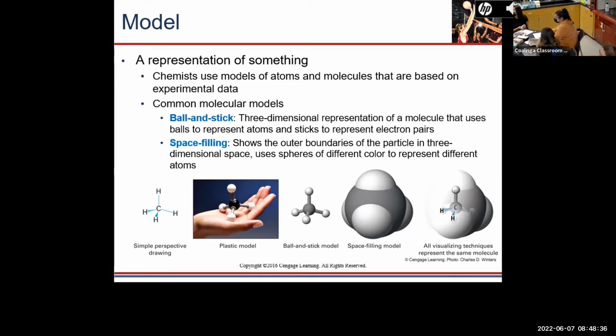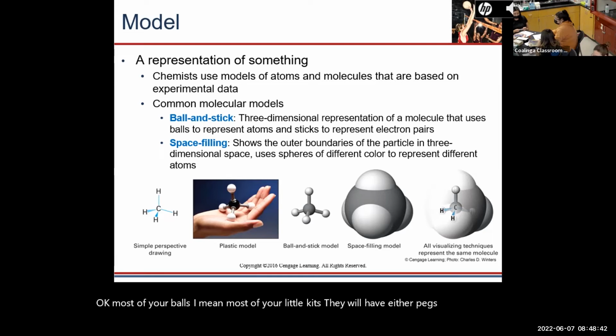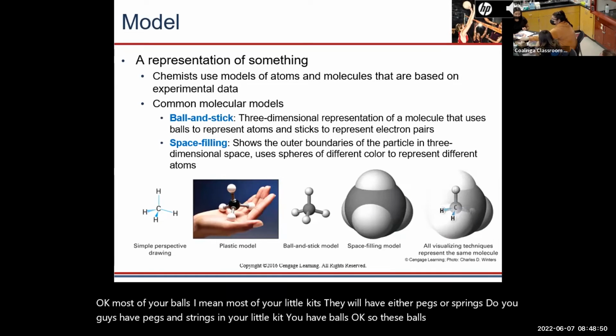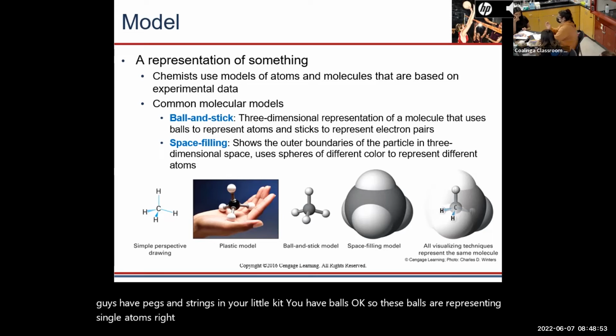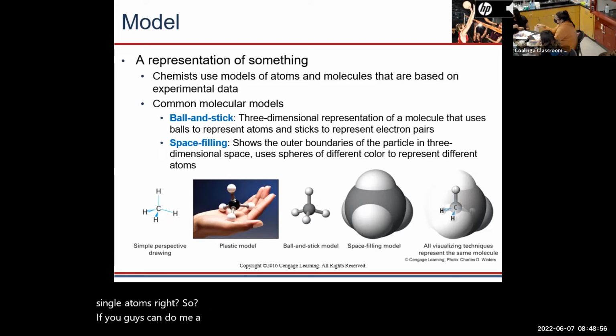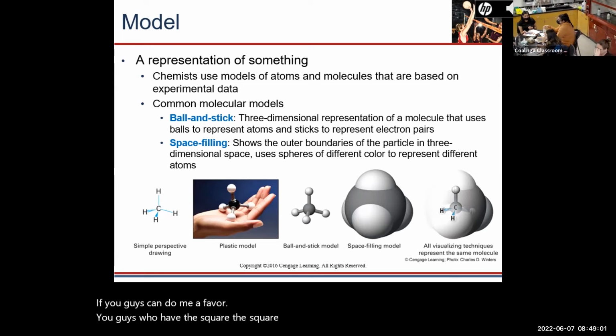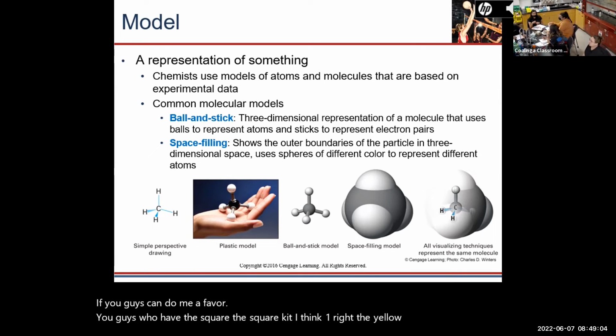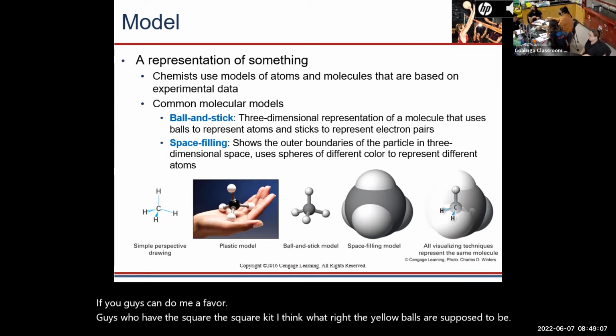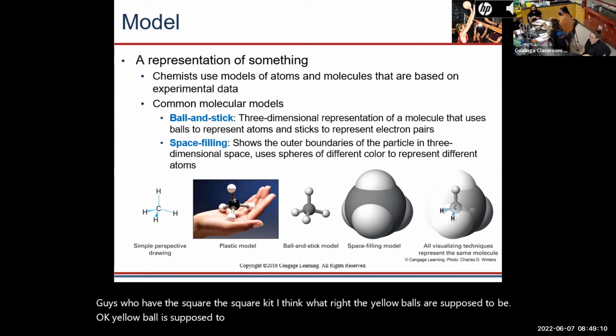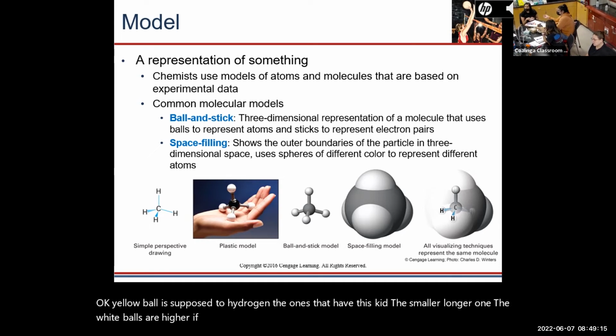Most of your little kits will have either pegs or springs. Do you guys have pegs and springs in your kit? You have balls, okay? These balls are representing single atoms, right? If you have the square kit, the big one, the yellow balls are supposed to be hydrogen. The ones that have the smaller, longer kit, the white balls are hydrogen. If you guys can do me a favor and take out two hydrogens.